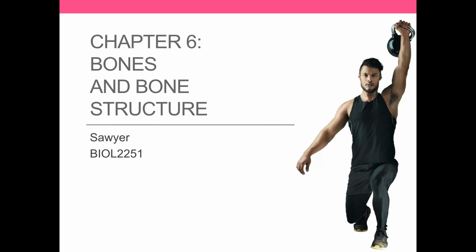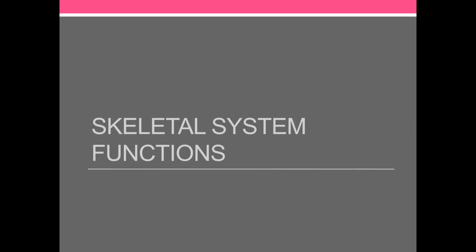Okay, so now we're going to start chapter 6, which looks at bones and bone structure. So we were introduced to bone tissue in chapter 4, but now we're going to get into a lot more detail. The first section is the functions of the skeletal system. You had this in chapter 1, so this should be a review.